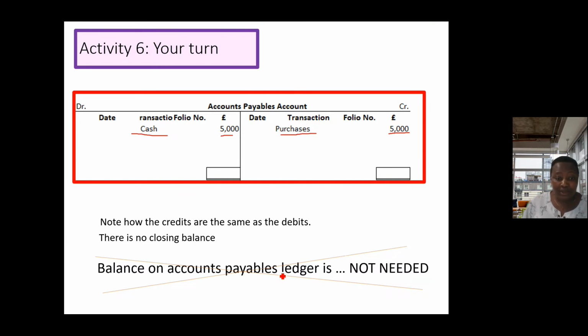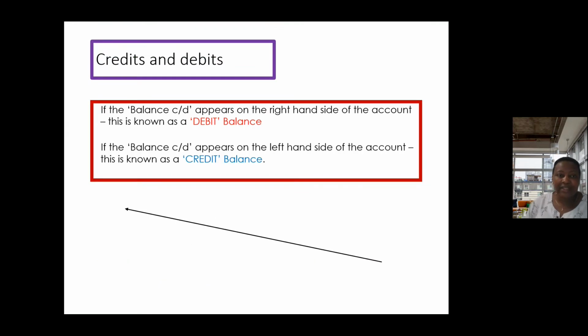If you knew them, they're zero. So there's no closing balance because you're not owing your supplier anything again. So no balancing is needed in this case. There's nothing for you to balance off.